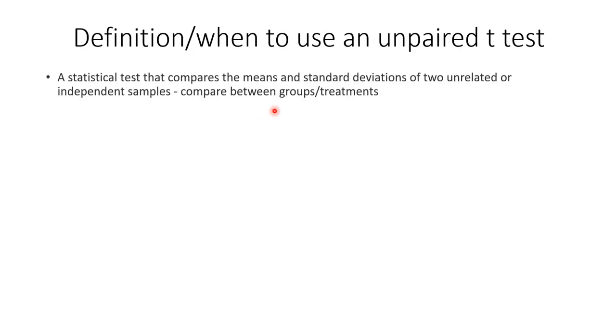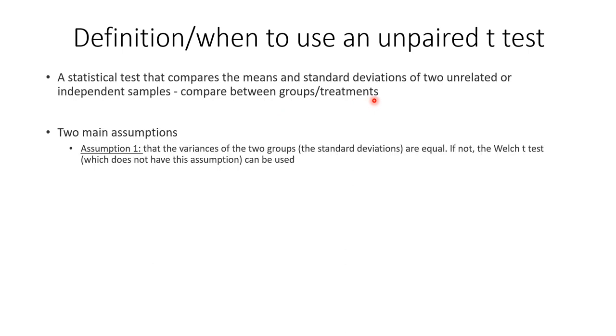So this is a test just to compare essentially two means to one another. And these are means that are typically unrelated. So if you had two groups of people that you took a single measurement from, then you could run this test on that data. And there are two main assumptions. The first one is regarding equal variance. So this is to check if the standard deviations are essentially equal between the groups.